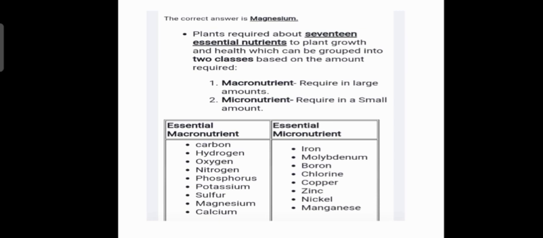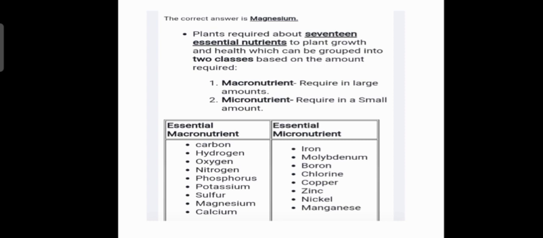Plants require about 17 essential nutrients for their growth and health. There are two classes, that is macronutrient and micronutrient. Macro means large amount, micro means requiring small amount. What are the essential macronutrients? Carbon, oxygen, hydrogen, phosphorus, nitrogen, potassium, sulfur, magnesium, calcium.